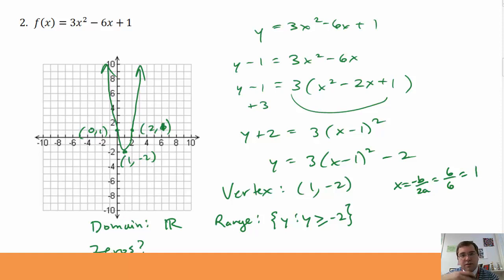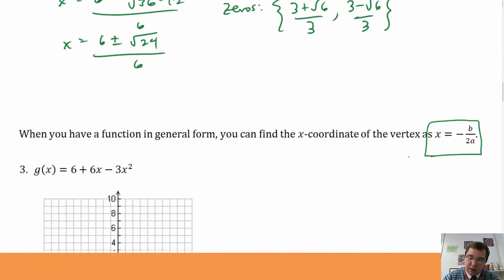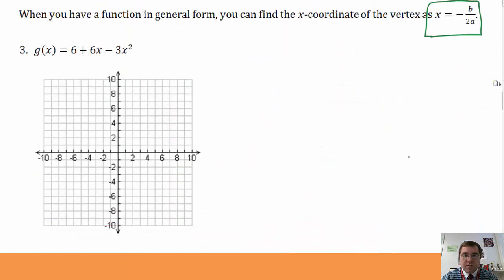So that formula comes from completing the square on a general quadratic function with letters instead of numbers. We won't bother deriving that here. But just know that you can find the vertex from the general form by taking negative b over 2a. That will give you the x-coordinate. To find the y-coordinate, you plug that in for x and solve for y.